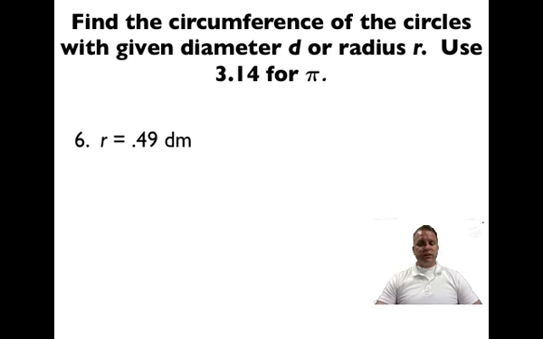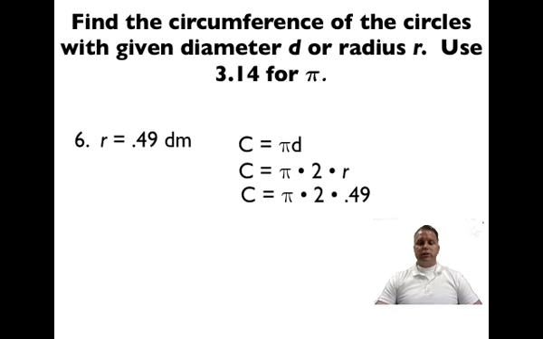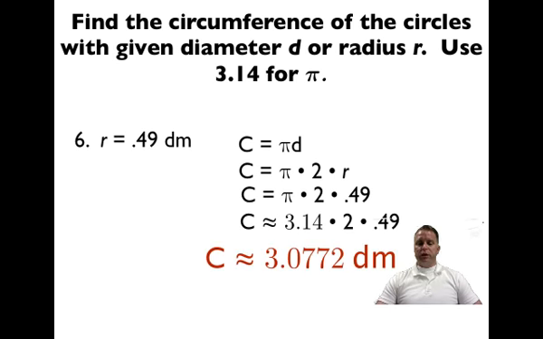Number 6, would you please give that a try? Okay, so we have c is equal to pi times d. We don't have d, we have r, so we're going to have to multiply by 2. So we'll get c is approximately equal to 3.14 times 2 times 0.49. So we'll get c is approximately equal to 3.0772, or 772 ten-thousandths, and that's decimeters, I believe.